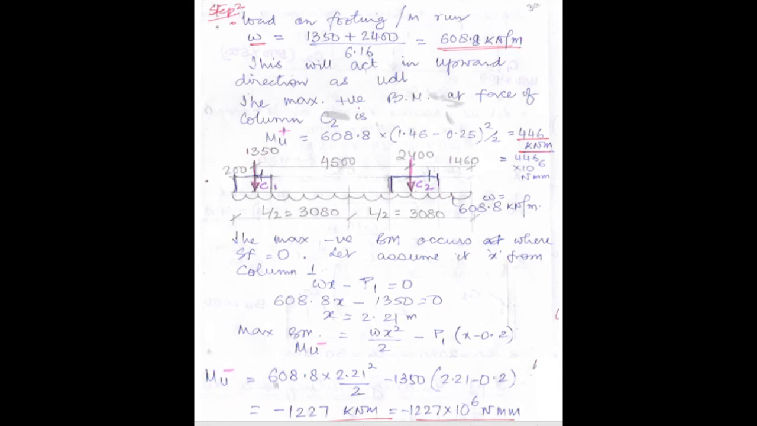So the maximum bending moment Mu, that is the negative bending moment, will be Wx square by 2 minus P1 into (x minus 2). If we put the values over here, we get the value of the negative or the hogging bending moment equal to minus 1227 kilonewton meter. Please convert it into Newton millimeter by multiplying it by 10 raised to 6.